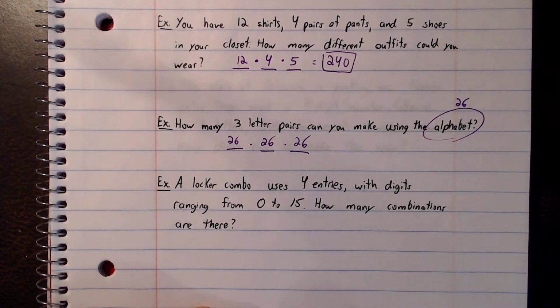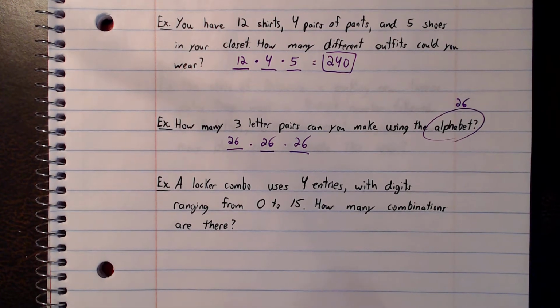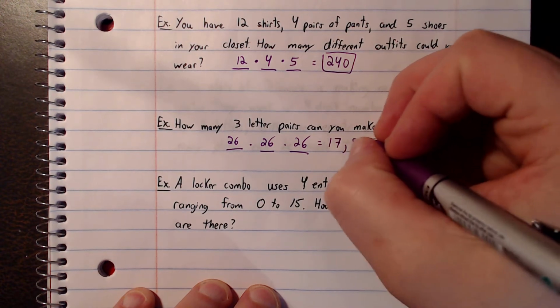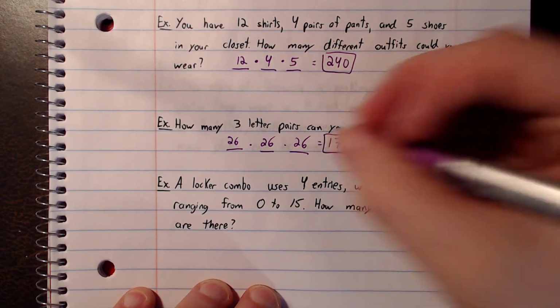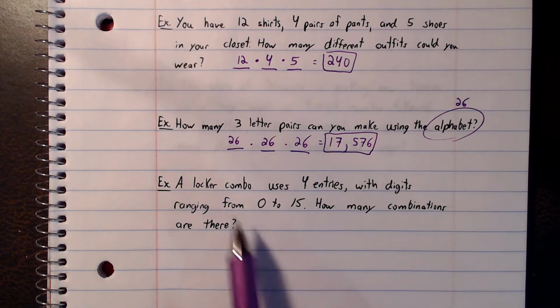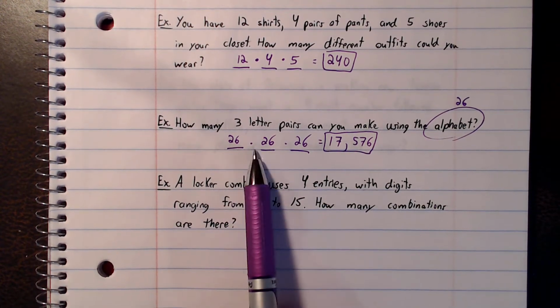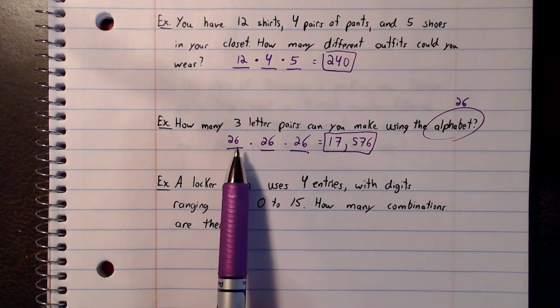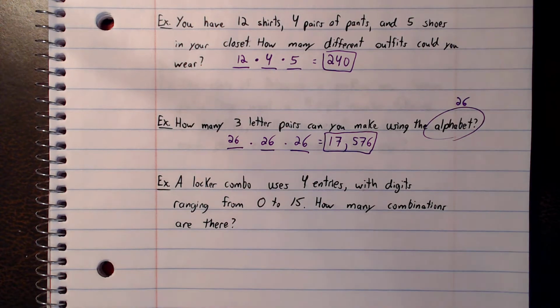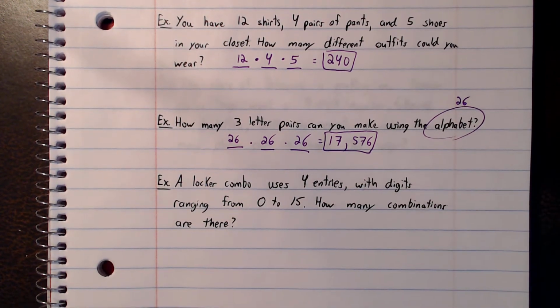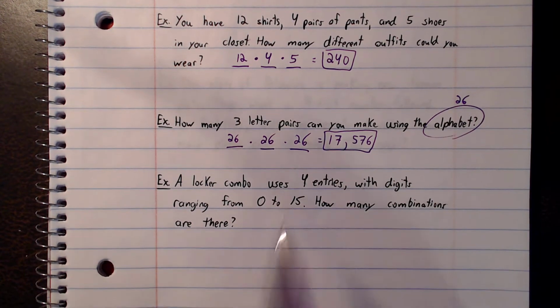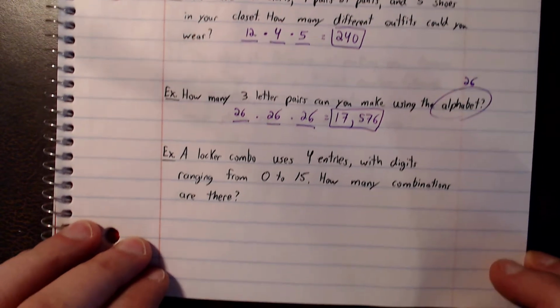And if we multiply 26 times 26 times 26, you end up getting 17,576. So I'm just going to throw a couple out there, right? You could have AAA, AAB, AAC, AAD, right? And we would go all the way until we get to ZZY, ZZZ, right? There'd be 17,000 different of those that you could possibly list. It's a lot.